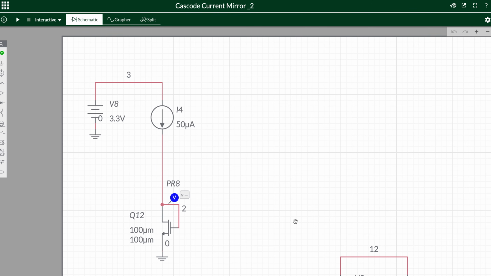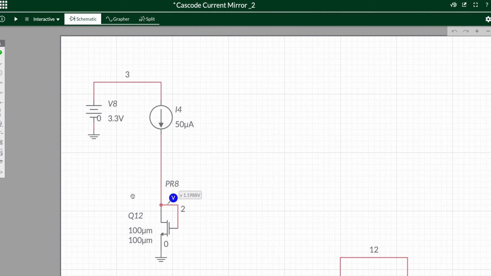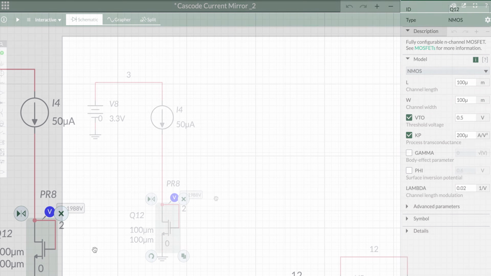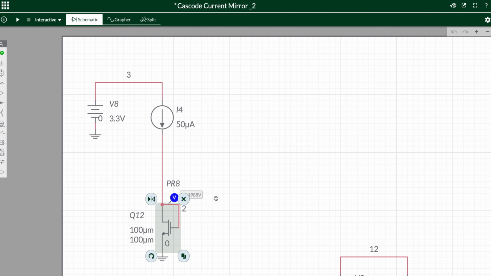So first of all, to set up the value of VB equal to 2 VGS, we should know the value of the VGS. So if we measure the voltage at this end of this diode connected transistor, then we can find the value of the VGS. If I run this simulation, then for a 50 microampere current, the voltage we are getting is equal to 1.19 volt. And here the MOSFET parameters are the same as the previous case. So now let us set the value of VB, which is 2 times this value.